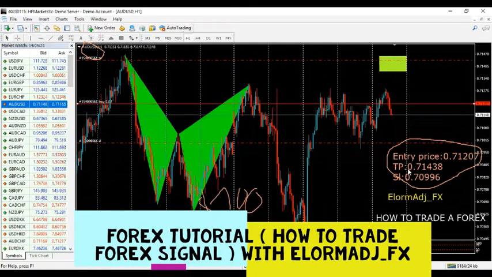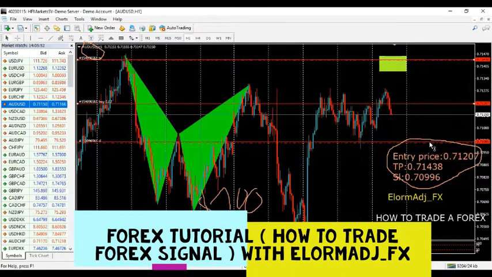And this is your TP, 0.71438. So you take the trend line again. It should be somewhere here. 0.71438. And the stop loss is somewhere here. The stop loss is 0.70996.